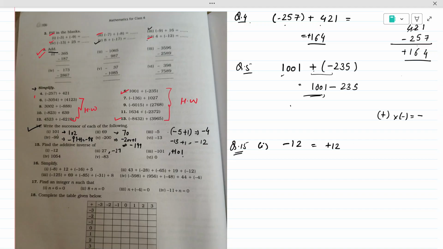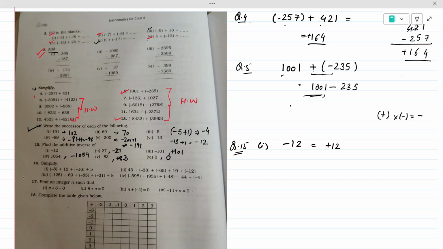Always mention the signs if a sign is given in the question. For 1054, it will be minus 1054. For minus 83, it will be plus 83. Okay. For 0, it is 0. No positive, no negative sign with zeros.